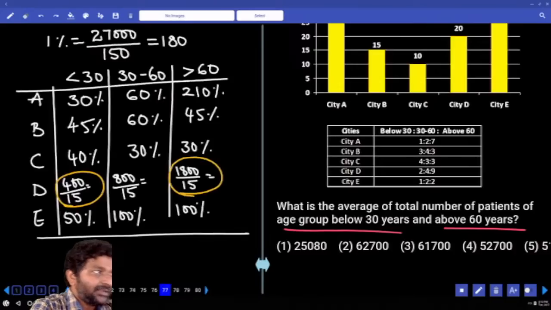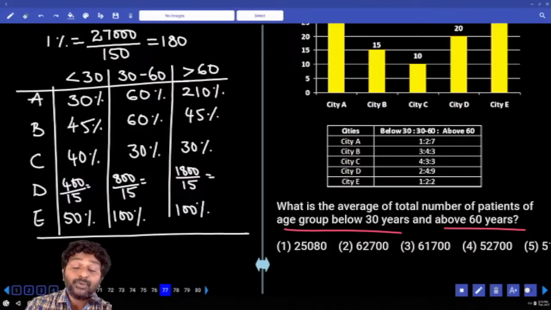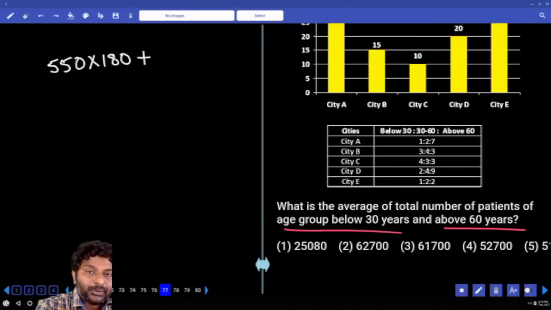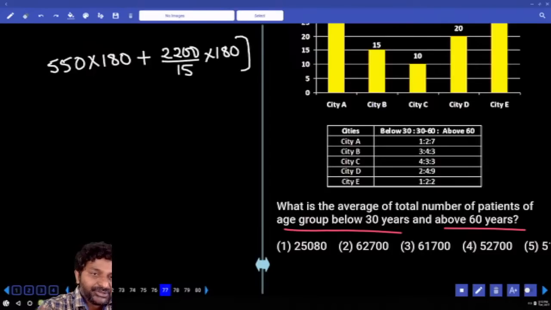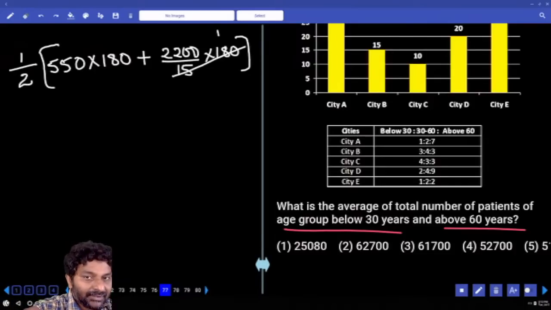Now let me count the leftover numbers. 400 by 15 plus 1800 by 15. 2200 by 15 into 1% value 180. This is the total, right? Now to convert into the average, divide by 2 only. Okay. 15. 12 times. Done?